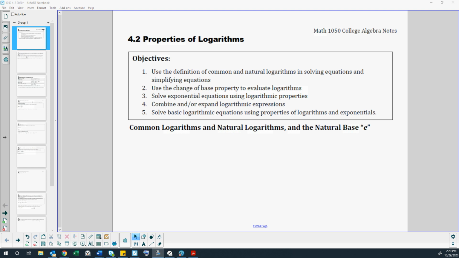Section 4.2, Properties of Logarithms. The first thing we need to talk about are two specific types of logarithms that can be found on our calculators. The first one is called a common logarithm, and the second is called a natural logarithm.